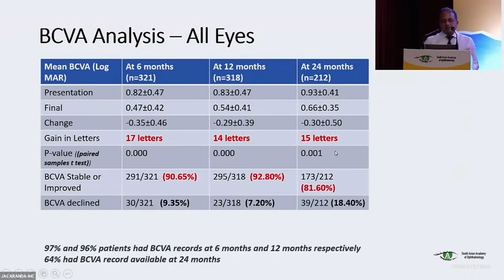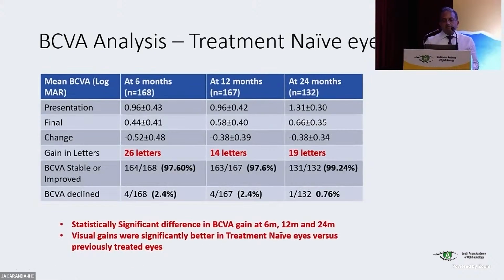BCVA, again, it's a real-world study. We converted ETDRS visual acuity to logMAR and then logMAR to letters. But this is what we could get: 17 letters gain at 6 months and almost 15 letter gains at 24 months in all eyes. And if we segregate and analyze treatment naive eyes, they were expected to do better, and they did. 19 letters gain at two years follow-up, again, quite encouraging.